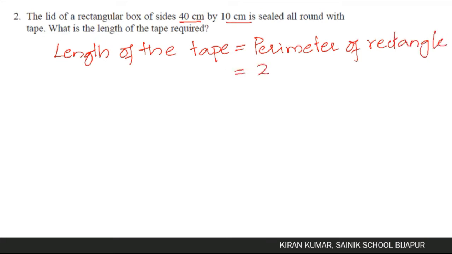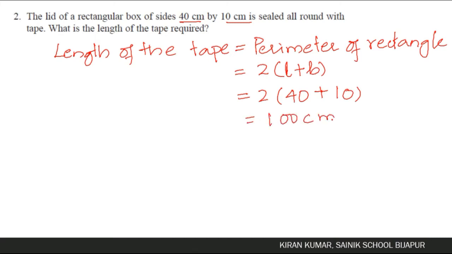Perimeter of rectangle is given by 2 times of length plus breadth. Here they have mentioned the length to be 40 and the width or the breadth is 10. Totally we get it as 100 centimeters. Here you must understand, whenever they mention the dimension like this, 40 centimeter by 10 centimeter, it's nothing but length by breadth. So length is taken as 40 centimeter and the breadth is taken as 10 centimeter.